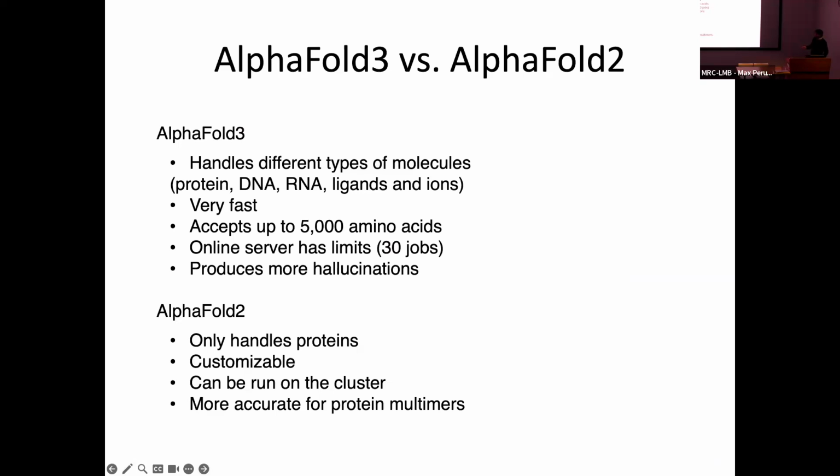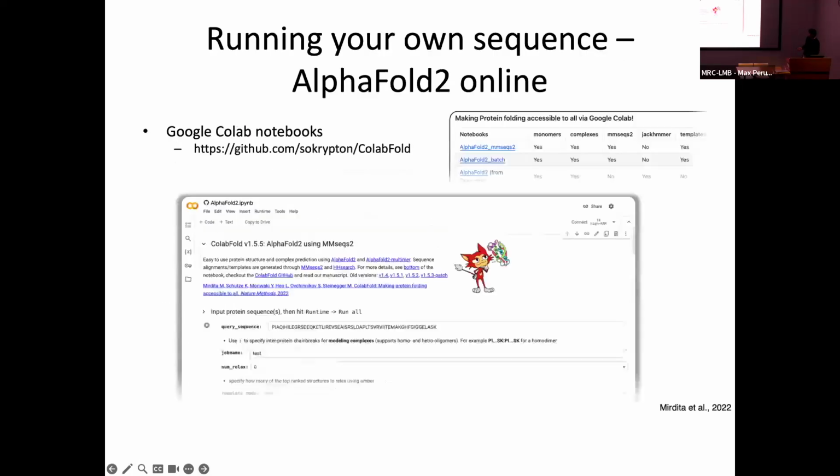AlphaFold 2 only handles proteins, but it's very customizable. You will see in Sami's talk that you can kind of trick it to find different conformations for your proteins and other things. It can be run on the clusters. Apparently, it's more accurate for multimers. That's what was reported by the LMB users.